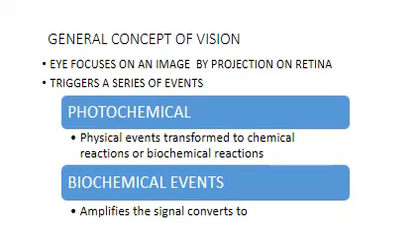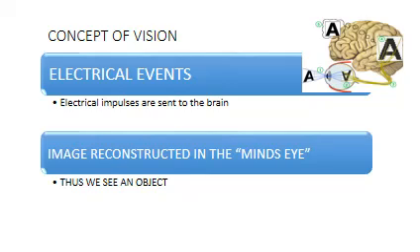Now let's look at the general concept of vision. When the eye focuses on an image, by projection on the retina, it triggers a series of events. The first event is the photochemical event, where physical events are transformed into chemical or biochemical reactions. These biochemical events then amplify the signals and convert them to electrical events. The electrical impulses are then sent to the brain, and the image is reconstructed in the mind's eye, and we see an object.